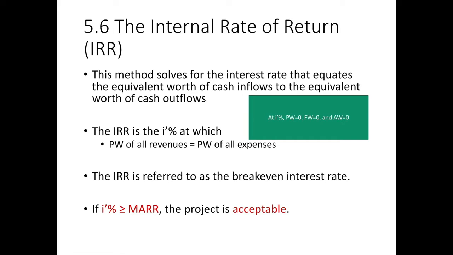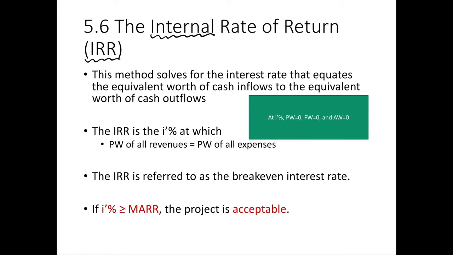Okay, so in what cases you want to use this different type of method? This method, the first of those two methods, is called internal rate of return. Internal. The next method is gonna be called the external, just to give you a heads up. It's shortened as IRR, internal rate of return. When do you use it? This method solves for the interest rate that equates the equivalent worth of cash inflows to the equivalent worth of cash outflows. Okay, what does it mean?